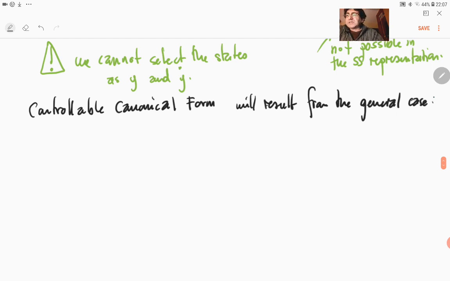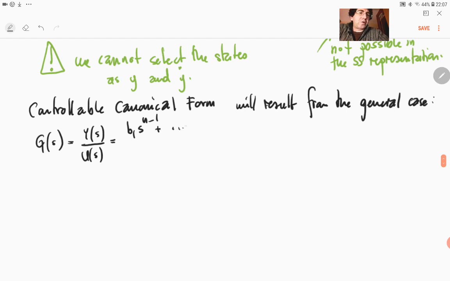Okay, so what is the general case? Let me write it down. In the general case, we have G(s), the ratio of Y(s) to U(s), given by our usual rational form, with one degree less in the numerator: s^n + a1 s^(n-1) + ... + an. Now let me call this denominator polynomial Q(s).